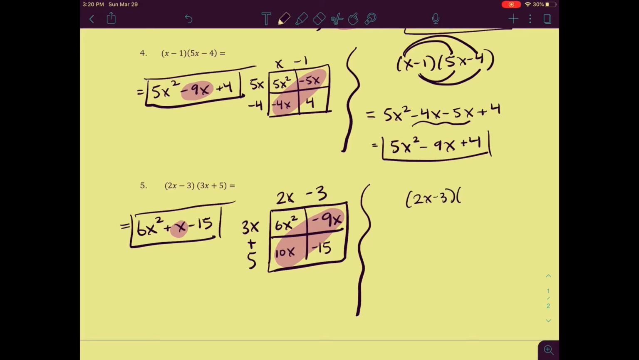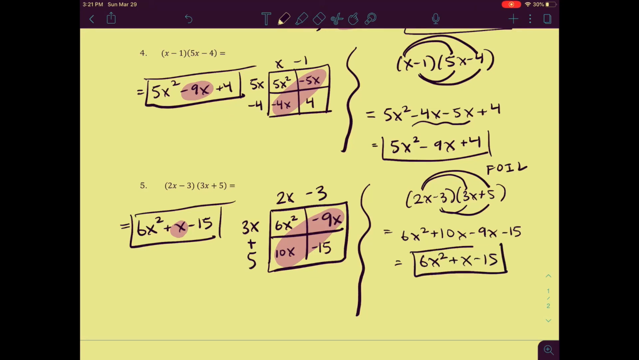Looking at the FOIL method, I'm going to write down the two binomials here. I'm going to put the letters FOIL just to remind myself what the word is. I'm going to first multiply the first terms of each binomial. That's what the F stands for. The O stands for the outer terms, right, which is 2x times 5. Then I stands for the inner terms, which is negative 9x. And then L stands for the last terms, which is negative 15. And then from here, I'm going to just carefully combine like terms. And you end up with the exact same answer.